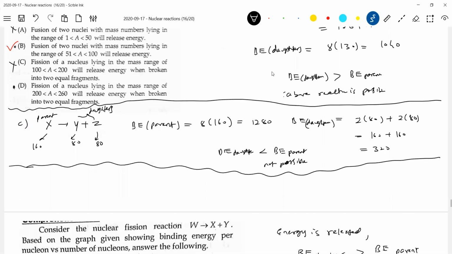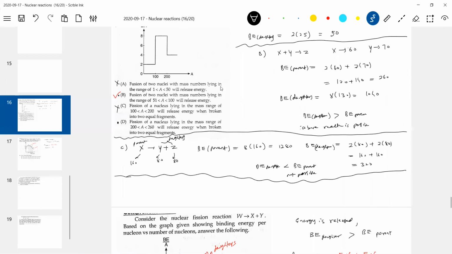Now the last one: fission of a nucleus lying in the mass range 200 to 260. X will become Y plus Z. This is the parent and these are the daughters. Let me take 240, broken into two equal fragments. So X is 240, and Y and Z will be 120 each.